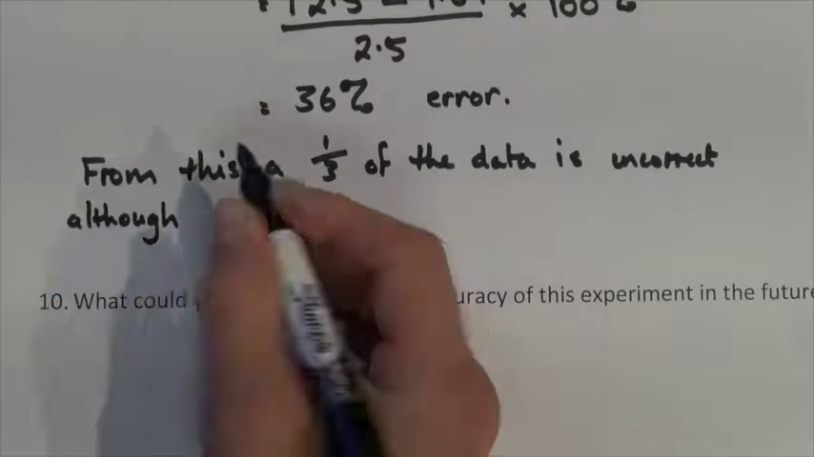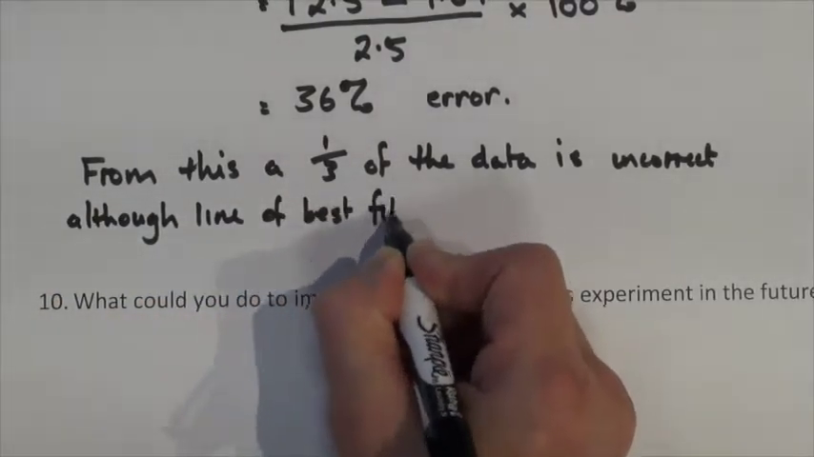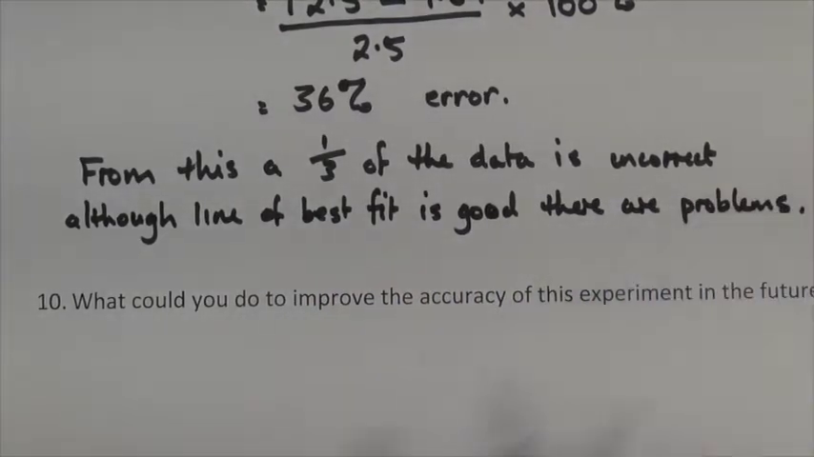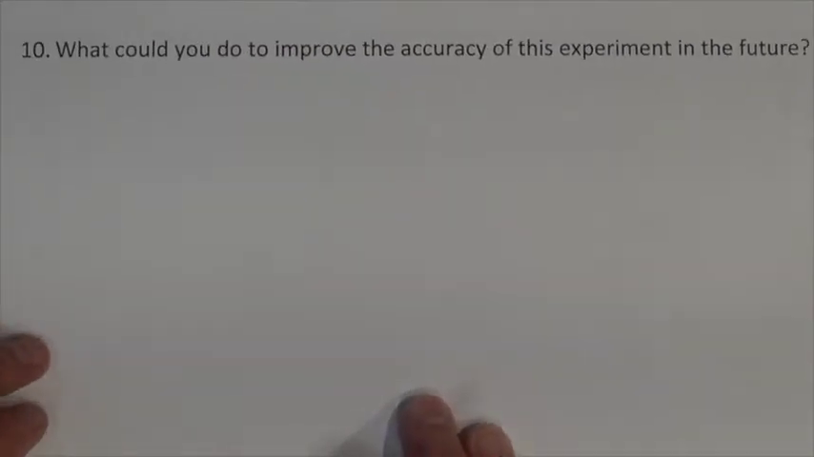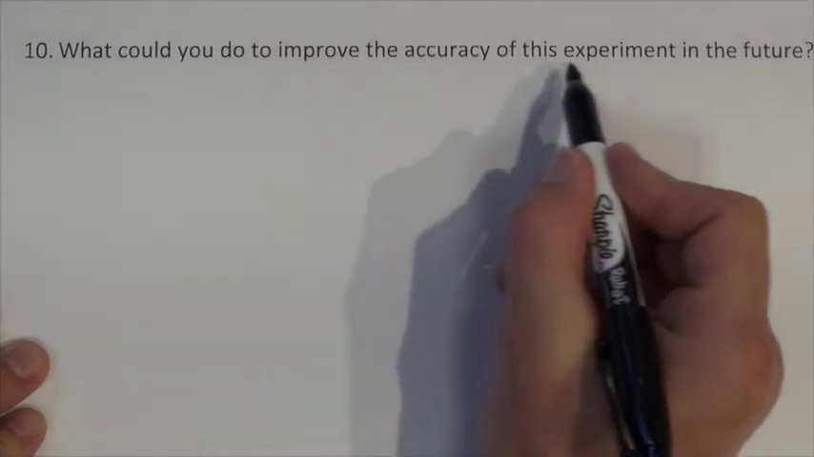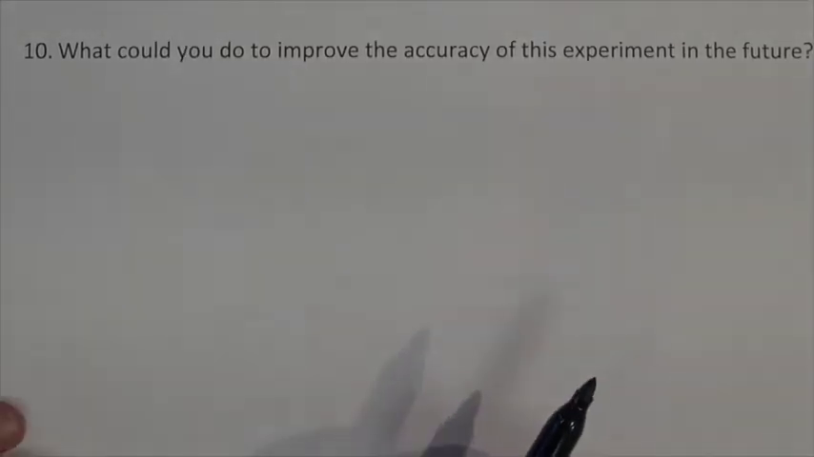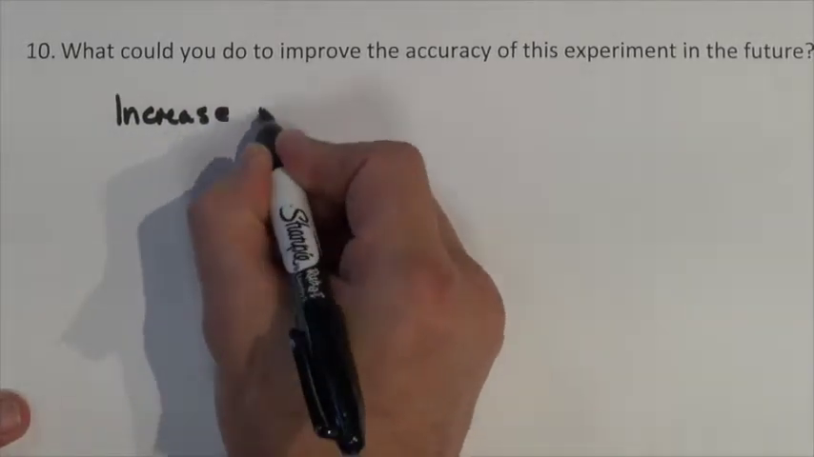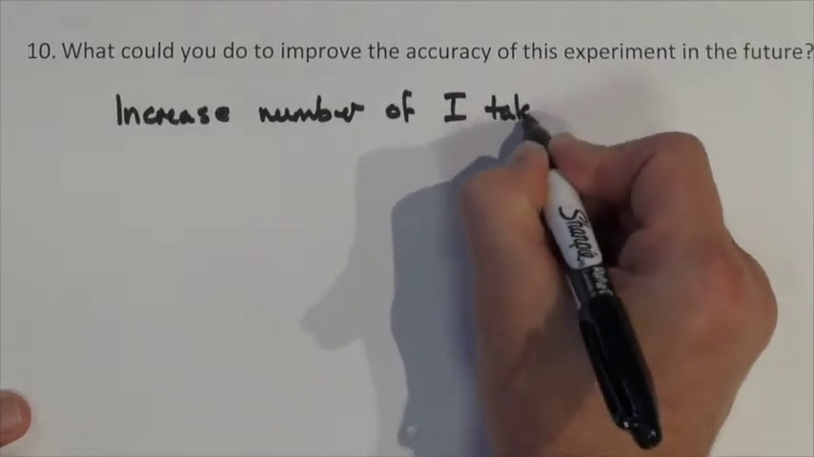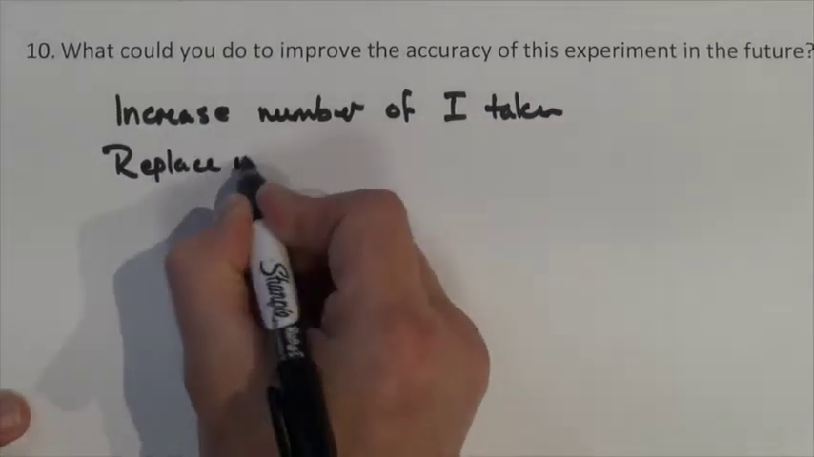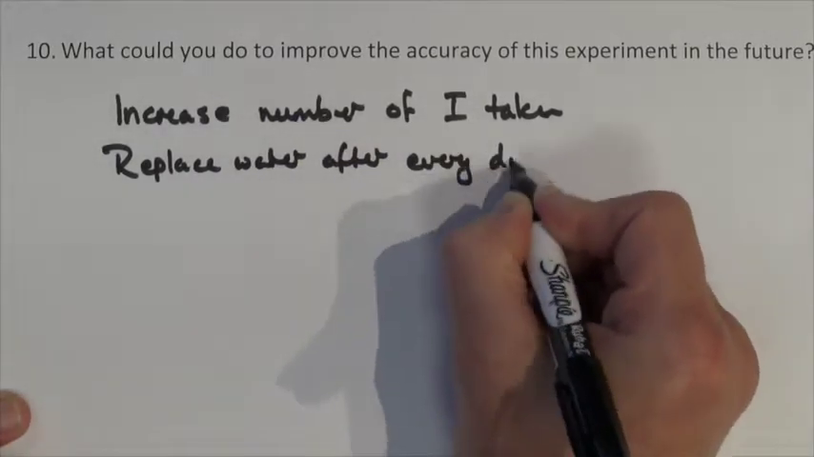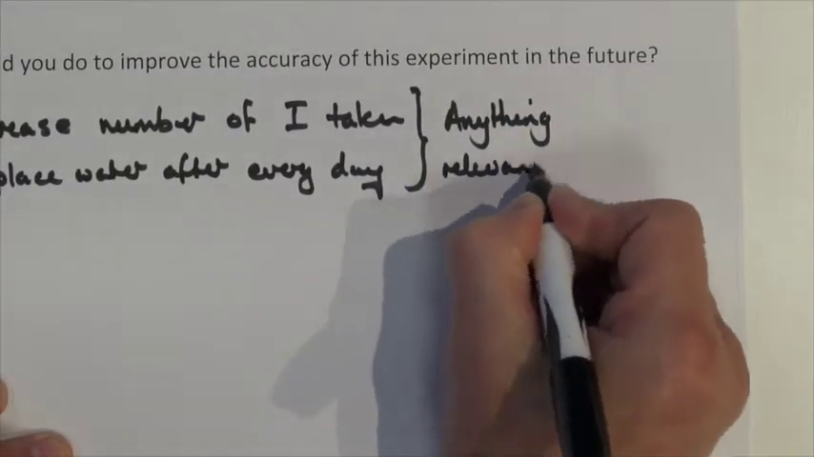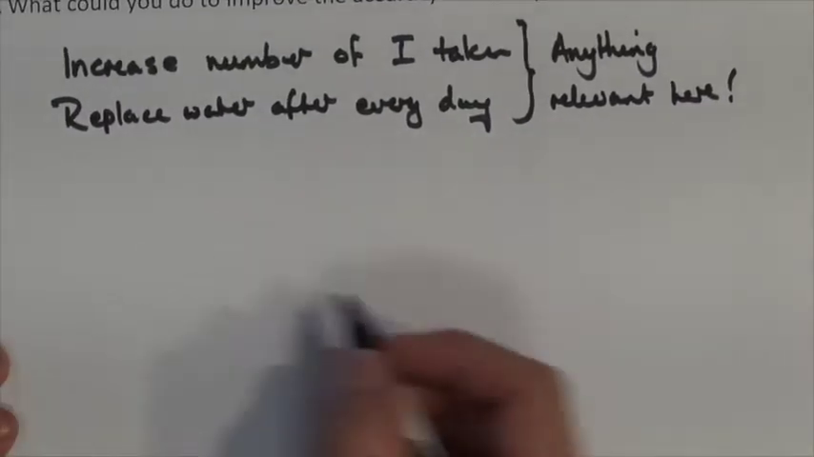So obviously there's got to be changes, although the line of best fit fits quite nicely, which means I'm precise with my data, but there was something wrong with the practical. So what could I do to improve the practical? From this, what we then have to do is come up with an idea as to what we could do. Well, we could increase the number of current values taken. We could replace the water on a regular basis. So anything which you think is necessary or worthwhile can be written down here, and you just need to explain it. Well, I hope that makes sense.